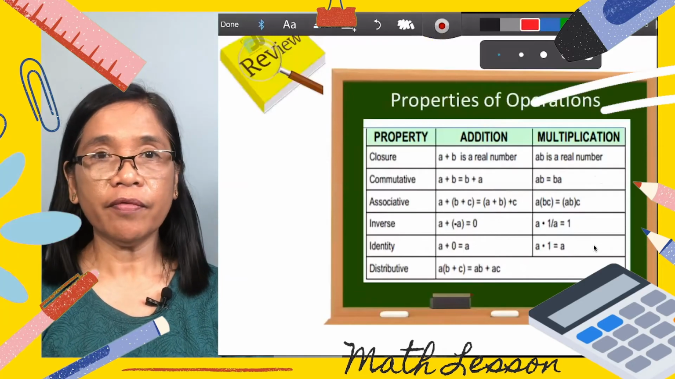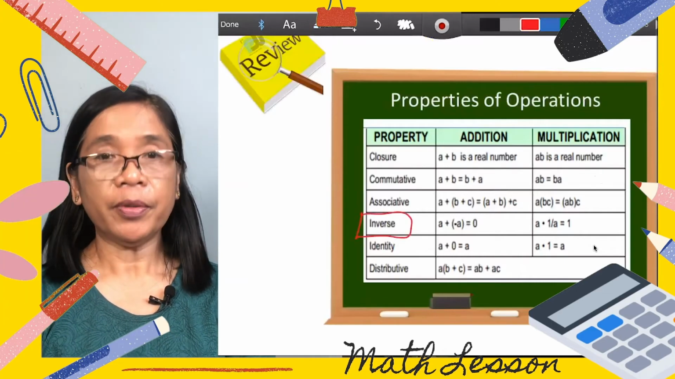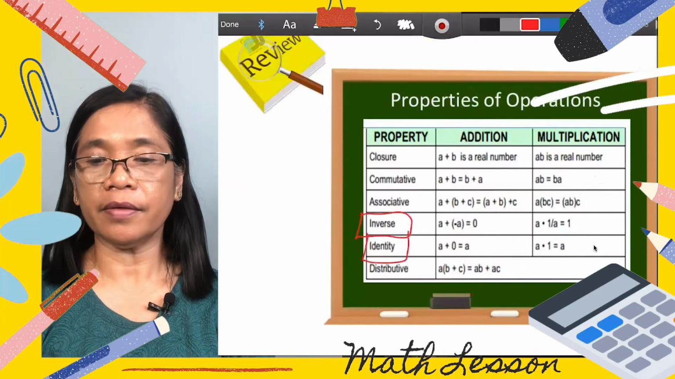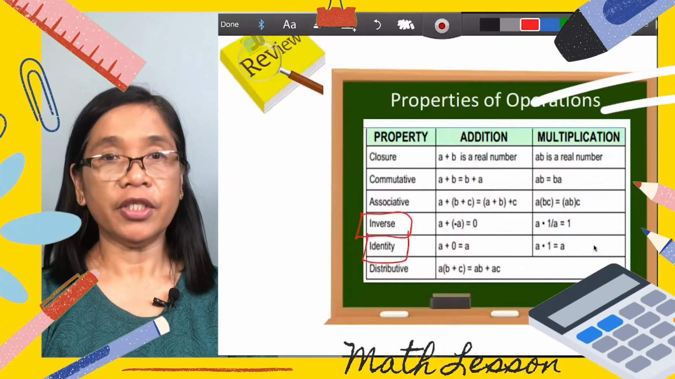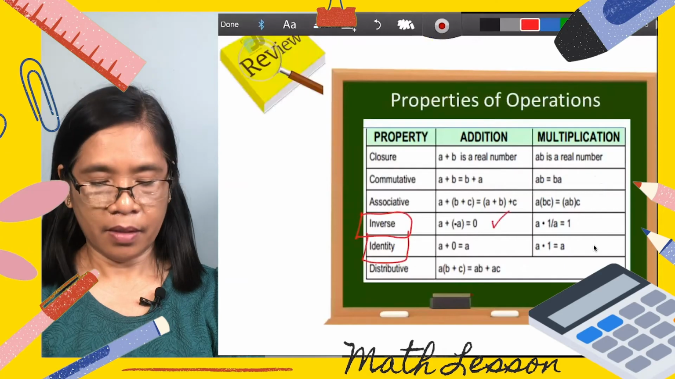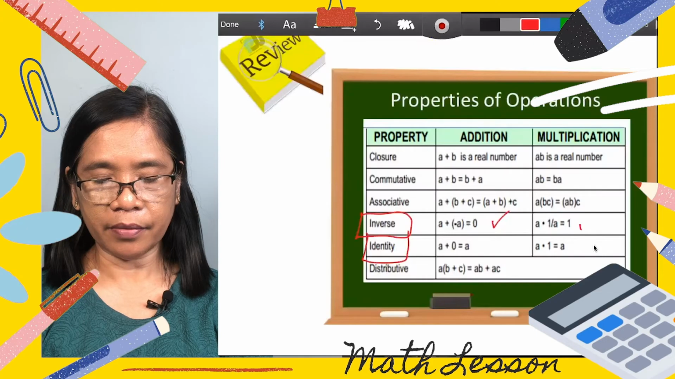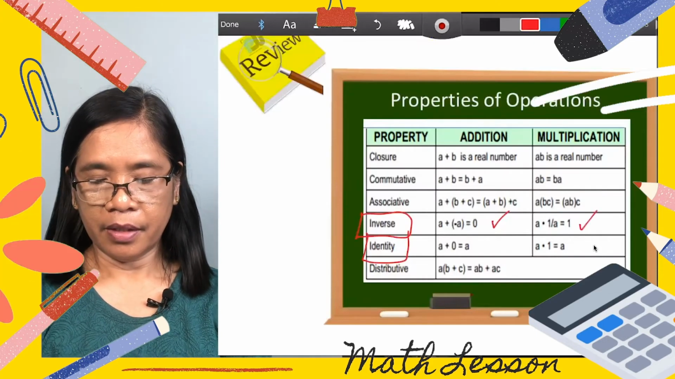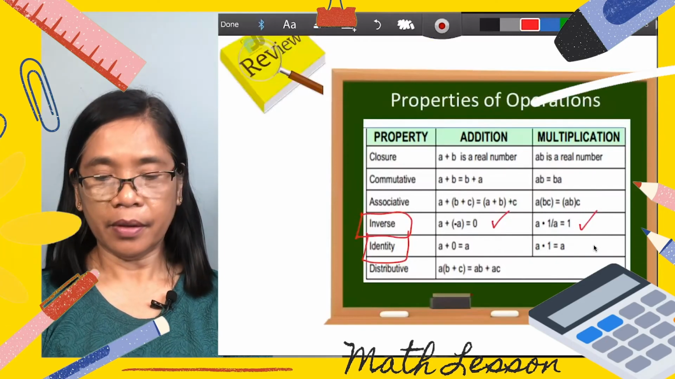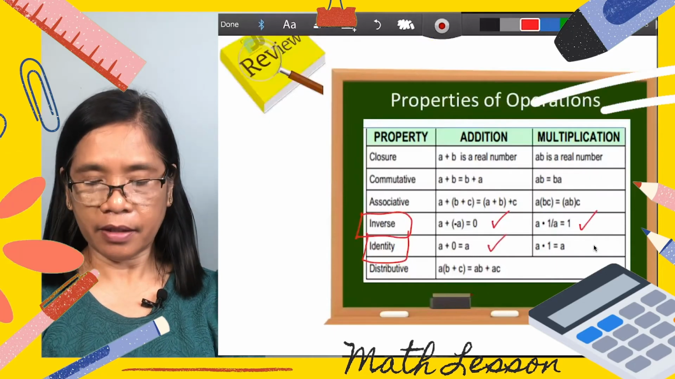In this lesson, we will focus on two properties, the inverse property and the identity property. The inverse property for addition states that a number plus its inverse is equal to 0. And for multiplication, a number times its multiplicative inverse gives us 1. Then the identity property for addition states that a number plus 0 is still the same number. And for multiplication, a number times 1 is still the same number. So we call 0 the additive identity and 1 the multiplicative identity.